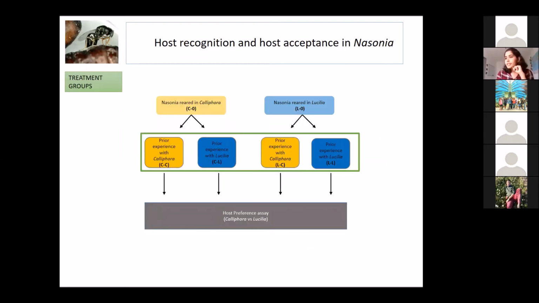For this experiment, I used only the wasps that had prior experience. So I used these 4 combinations of rearing history and prior experience. I did not do this experiment on the naive wasps because in my pilot experiment, this 1.5 hours was not enough for them to recognize and successfully kill the host. They needed much longer.